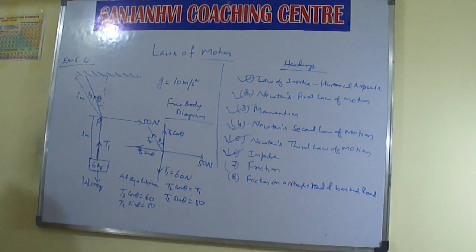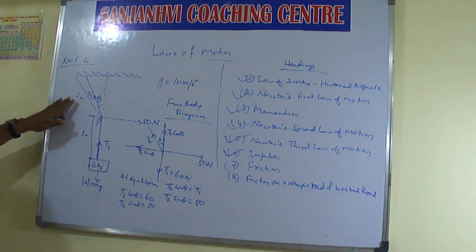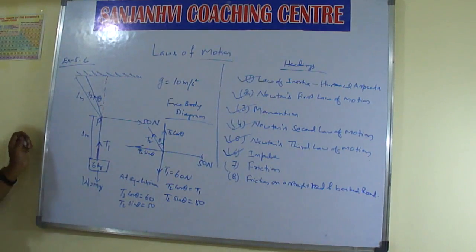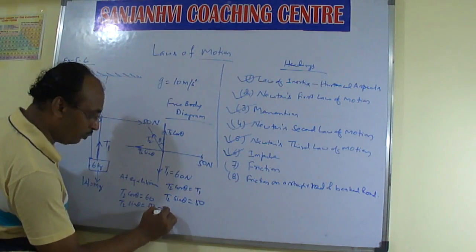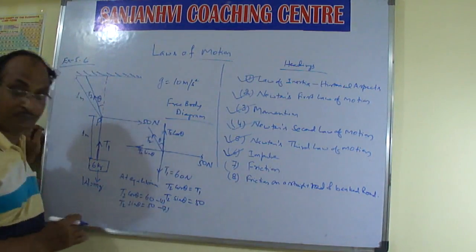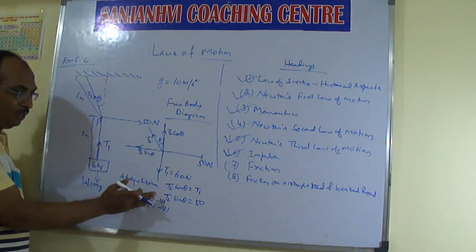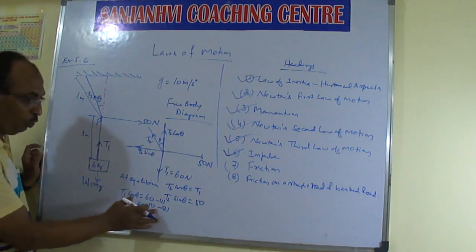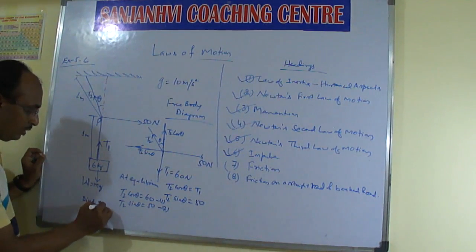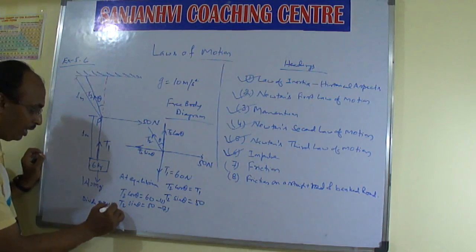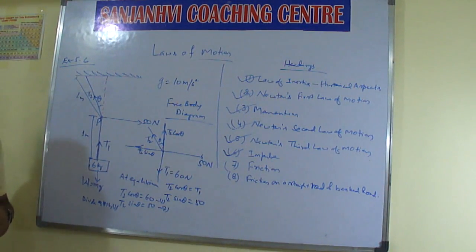Now we need to find what? We need to find this angle only. Here we are not asked to find T2, we need to find the angle. Suppose this is equation 2 and this is equation 1. Now we'll divide equation 2 by 1. Why am I dividing? Because I want to find tan theta.